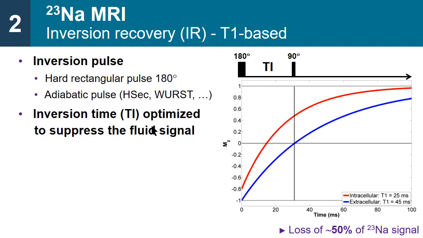And the other method is to simply use inversion recovery. So if you assume you know the T1, T2 of your different compartments, you can just adapt your inversion time, the TI. And in general, you're still going to lose about 50% of the signal of the intracellular sodium, for example.